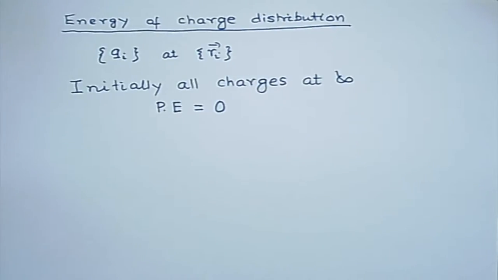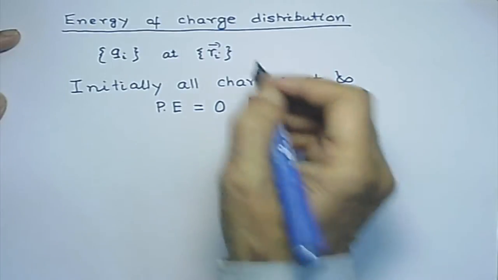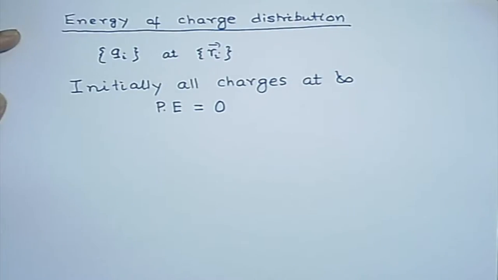This is because I have to remember energy has to be measured from somewhere. We are talking about potential energy. It requires a measurement origin, and our origin is that the energy goes to zero when the charges are separated and each one of the charges is at infinity. How do I build up this charge distribution? The way I build up the charge distribution is this.